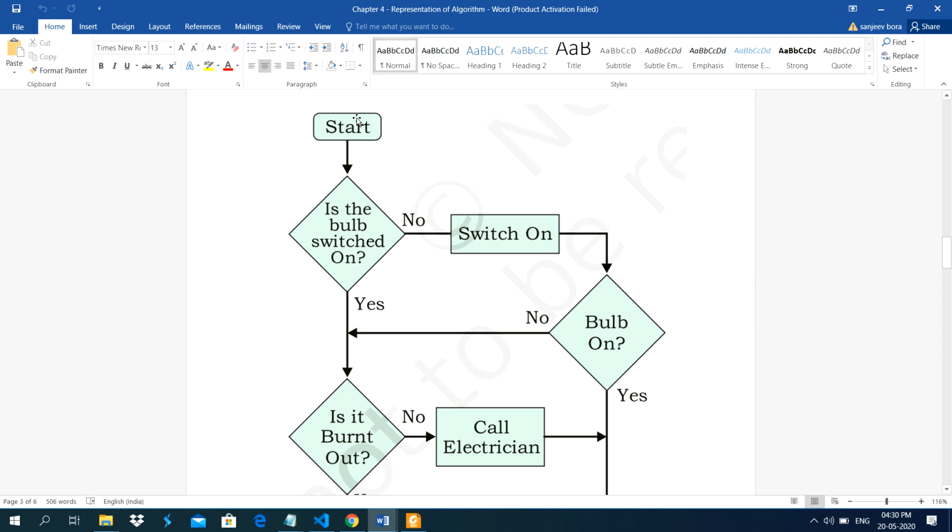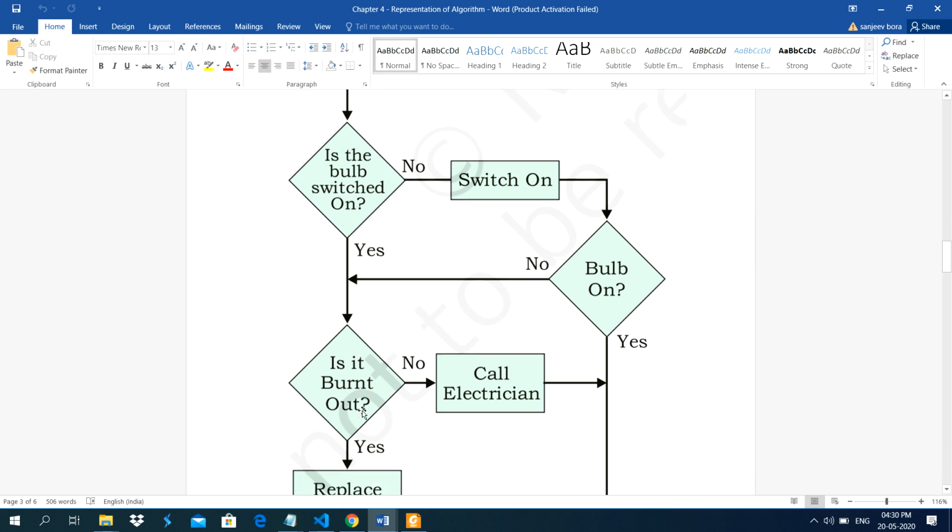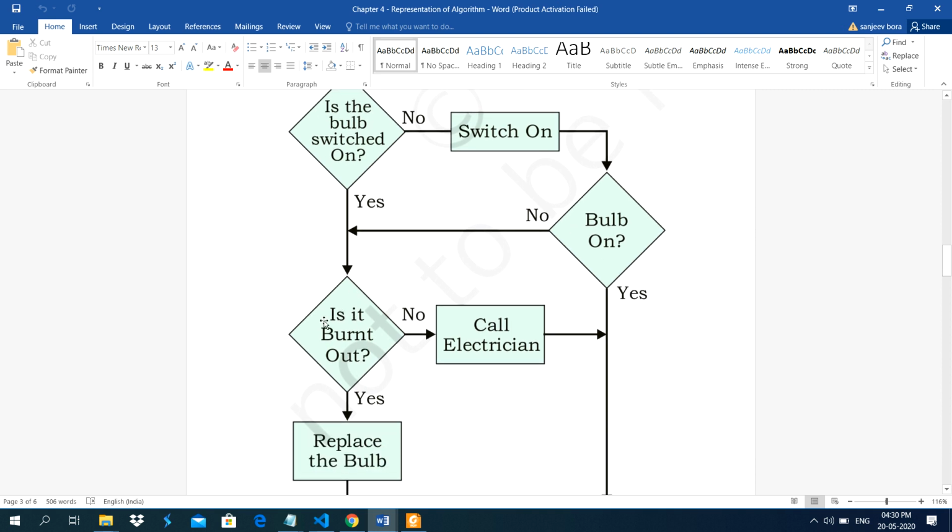How do you check it? First, this is the start. Then, is the bulb switched on or not? The purpose of the diamond here is to write the condition. If it is no, switch on. If it is yes, the bulb is on, but maybe it has another problem. Now you see here, if it is switched on, another condition applies here: is it burned out?